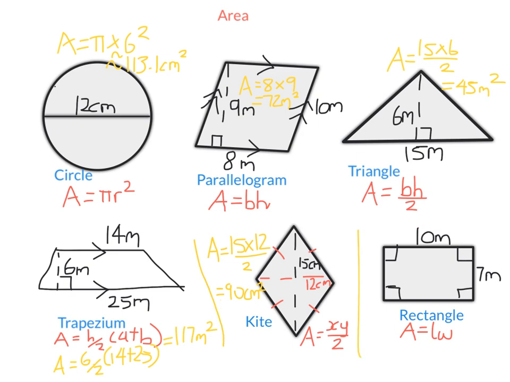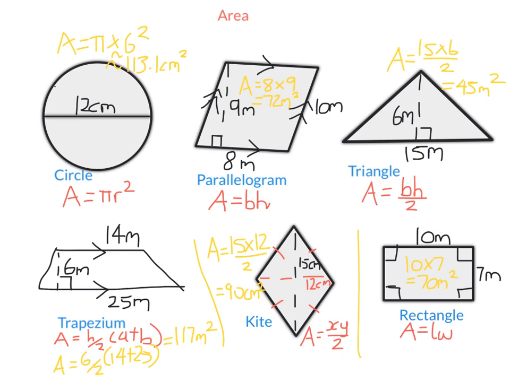So the area of a rectangle is very easy. You've done this a million times. So 10 times 7, length times width, and we get 70 meters squared. Just remember the difference between a rectangle and a parallelogram. A rectangle has 4 right angles, whereas a parallelogram doesn't necessarily have any right angles. So just make sure you understand trapezium, kite or rhombus, and triangle. They are the 3 shapes where we divide by 2 to find the area.